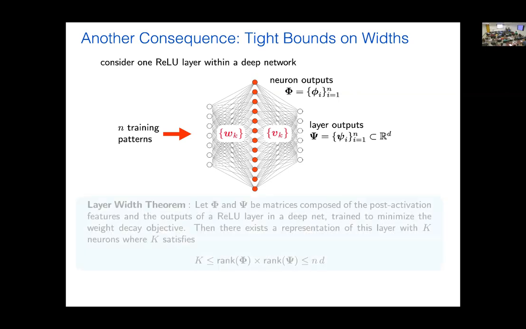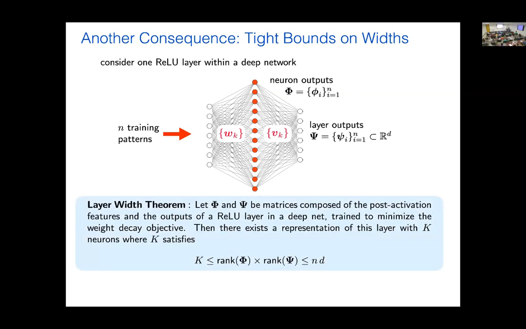With a little work, and this is a Caratheodory-type of reasoning that I could go into later if people are interested, if you look at these two matrices and ask how many neurons I need here, it depends on the ranks of these matrices. There exists a solution with k neurons where k is less than the product of the ranks. And that product of the ranks is always less than n, the number of total training patterns, and d, the output dimension of this layer.